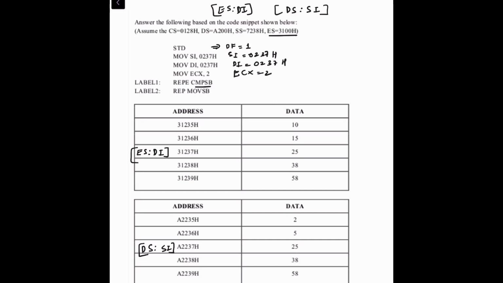So REP CMPSB. Since the direction flag is 1, CMPSB forces the addresses to auto decrement, right? Okay, so initially 25 and 25 is compared, it is equal, and hence it moves on to the next address location, which is 82236 and 31236. So it now finds that 5 and 15 are not the same, so it stops at label 1, the execution of this statement is done, right?